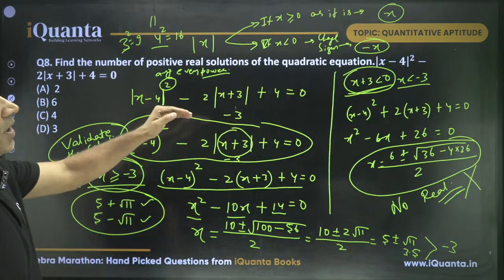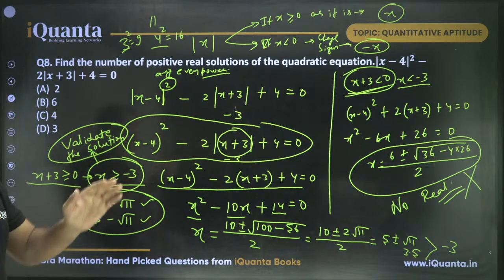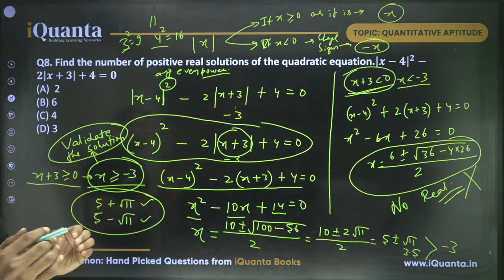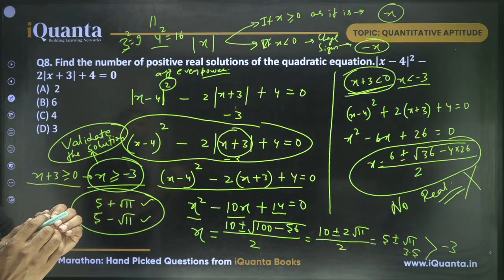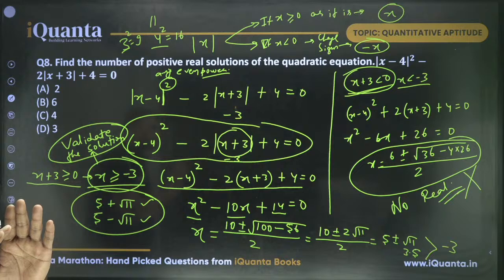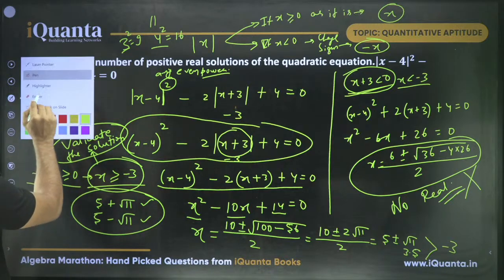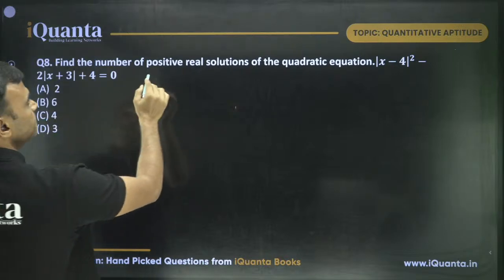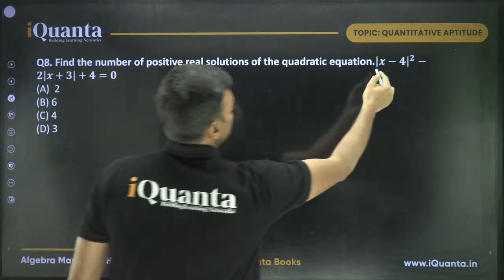Now to remove the modulus we put 2 conditions. One is the quantity inside the modulus is greater than 0, where there is no change in the equation, and the other is the quantity inside the modulus is negative, where we change the sign. So once, let me do the whole thing quickly, so that you can take a screenshot or whatever you want.